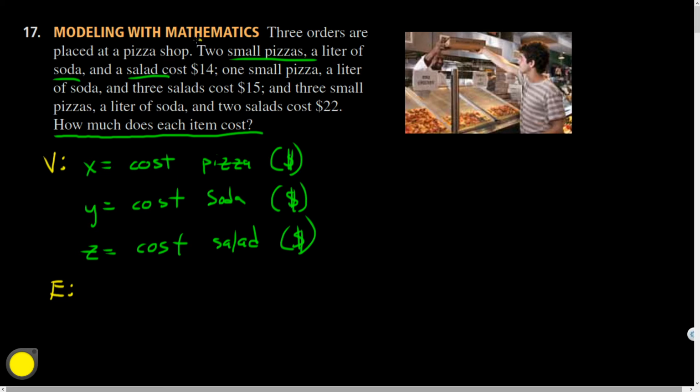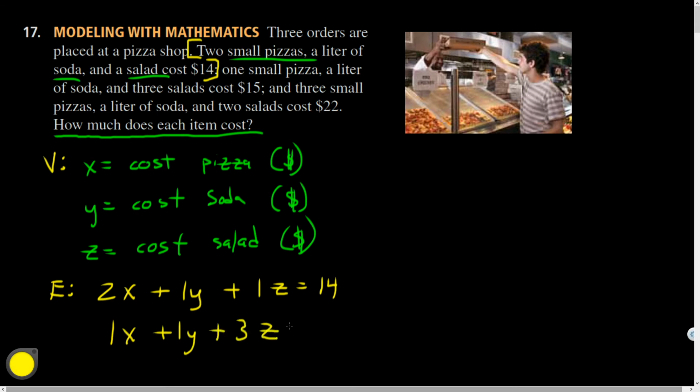And so now that I've got my variables defined, I can write my equations in terms of those variables. And so here's one. It says, 2 small pizzas, a liter of soda, and salad cost $14. So 2 pizzas times the cost of a pizza plus 1 liter of soda plus 1 salad is $14. All right, so there's my first fact.